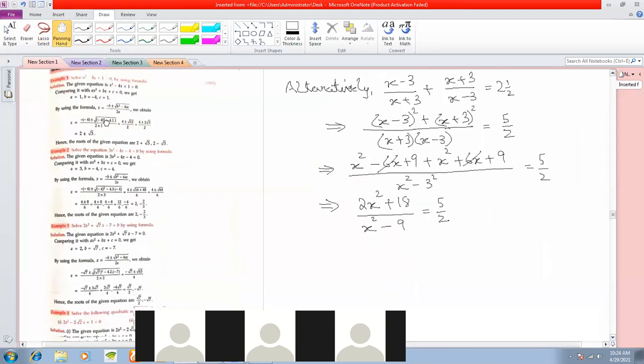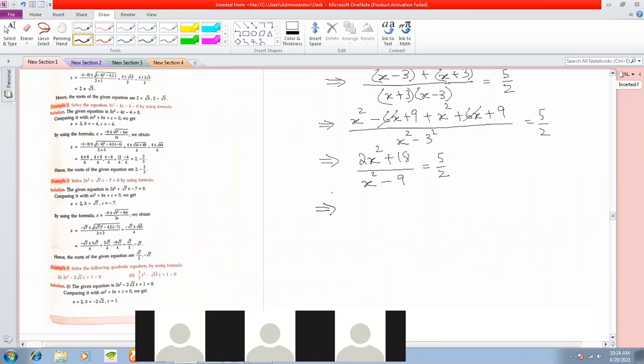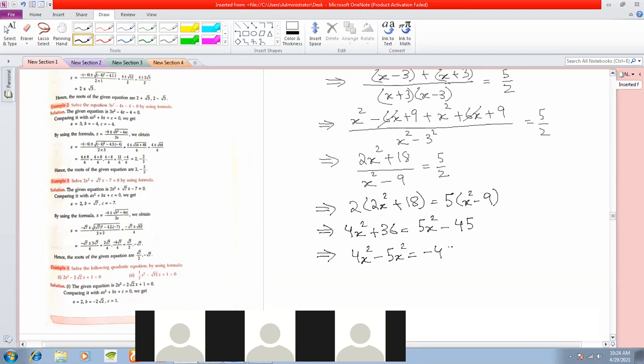Now you cross multiply and you simplify this. So if you cross multiply, this is twice of (2x square plus 18) is equal to 5 times (x square minus 9). You get 4x square plus 36 is equal to 5x square minus 45. And this is 4x square minus 5x square is equal to minus 45 minus 36. So this is minus x square. If you add up these two, you'll actually get minus 81. That means x square is equal to 81.